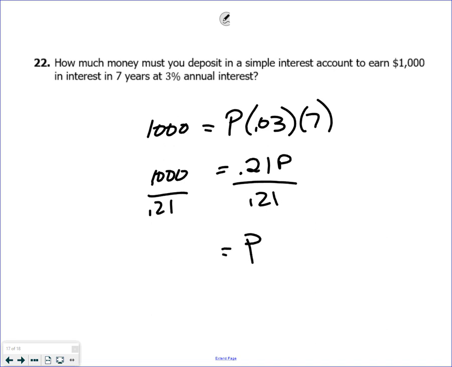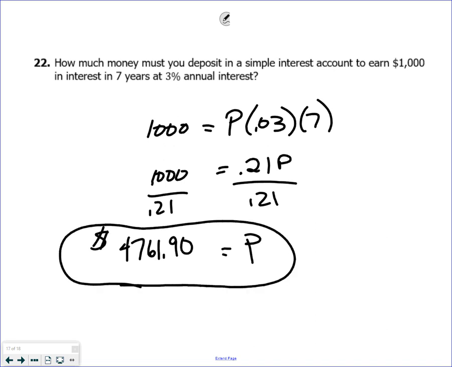So I take 1,000 divided by 0.21, and I get $4,761.90. Again, everything deserves a label. We're talking about money. So we got $4,761.90 with a dollar sign in front.